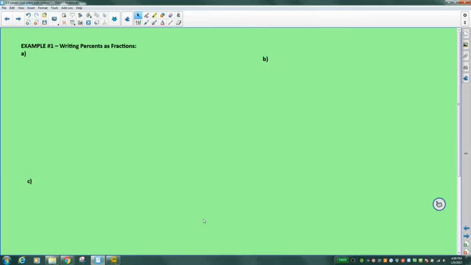All right. So we're going to do example 1. We're going to write percents as a fraction. Okay, the first one we're going to go ahead and do is write 76% as a fraction.